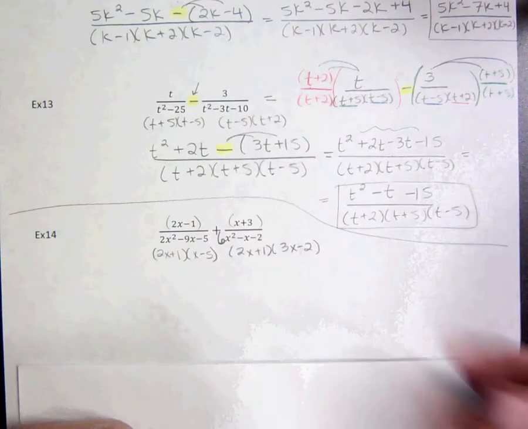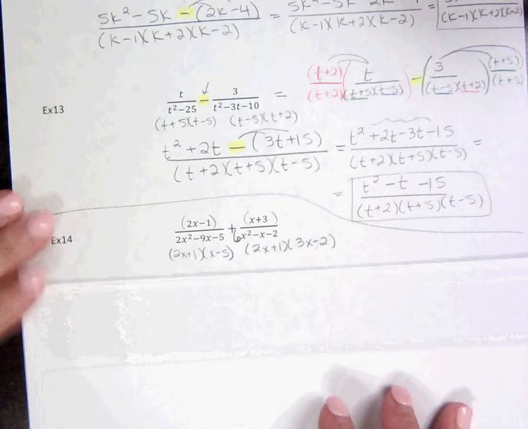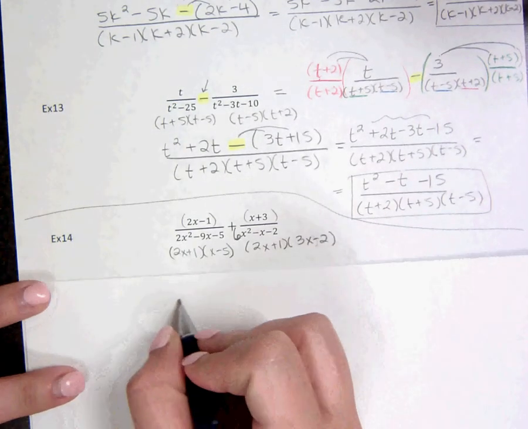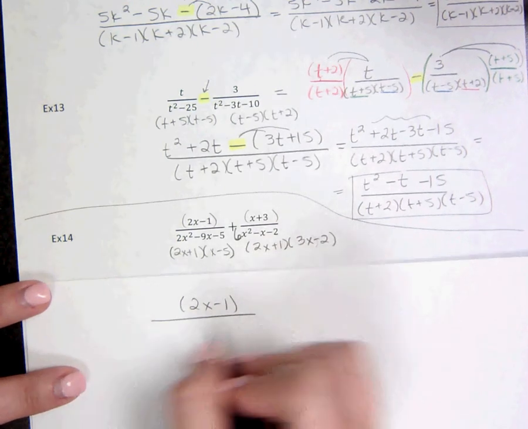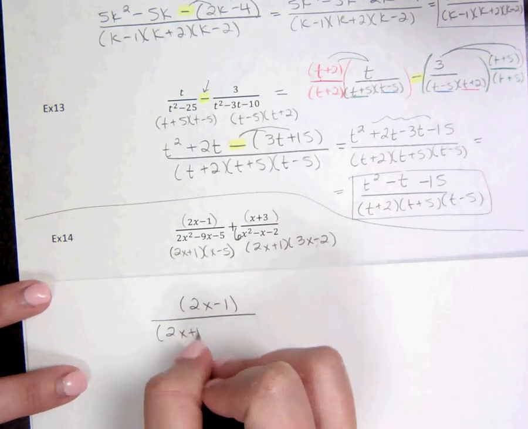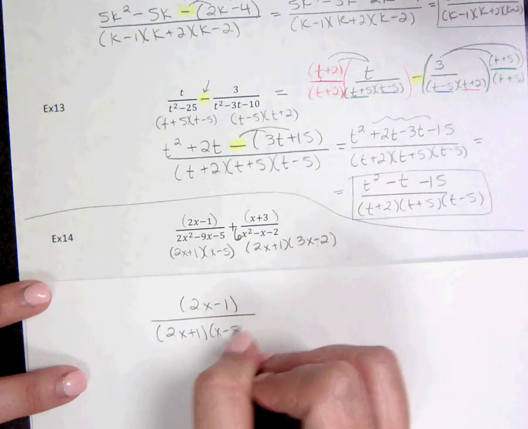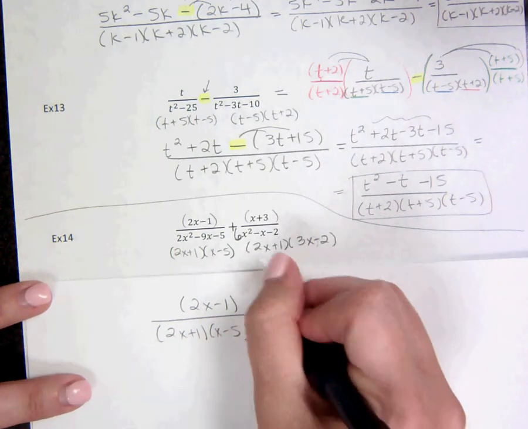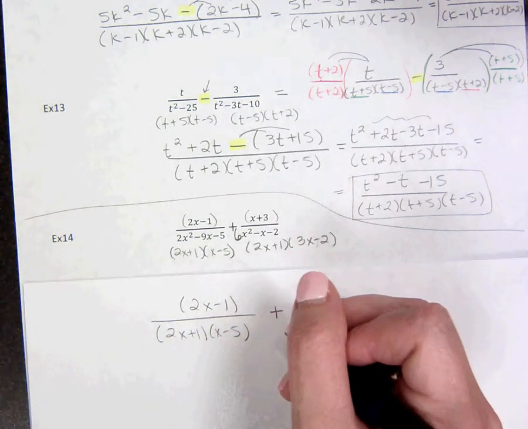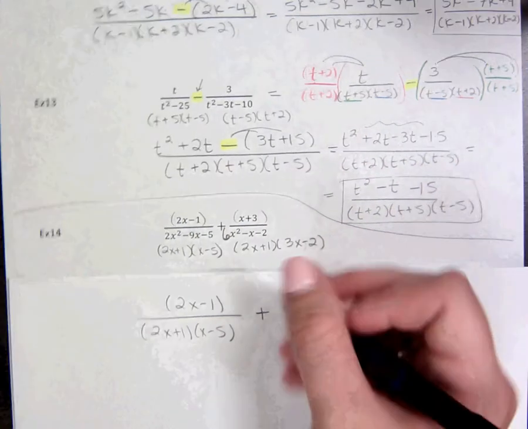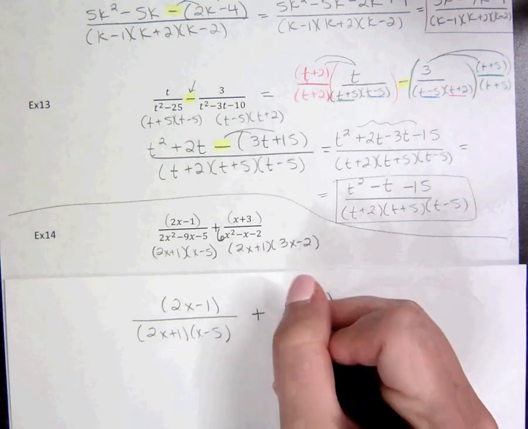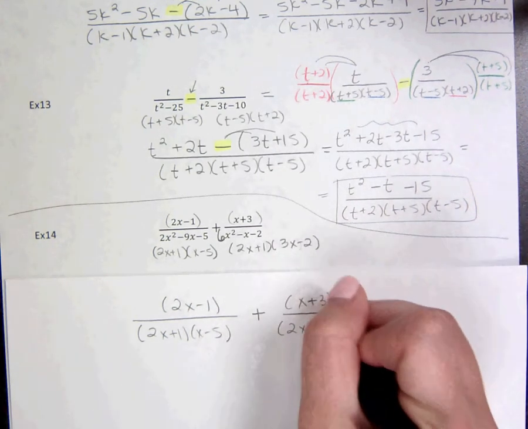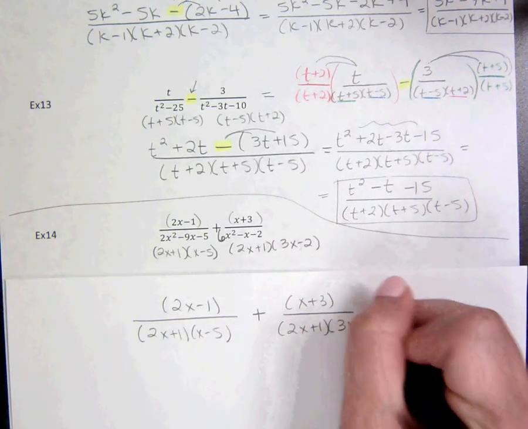Okay, then we're going to rewrite it. I'm going to rewrite it on this separate paper so I don't run myself out of room. So we have 2x minus 1 on top over the factored form 2x plus 1 and x minus 5. Plus, it's good that it's addition, makes it a little bit less tedious. And then we've got x plus 3, and then 2x plus 1 times 3x minus 2.